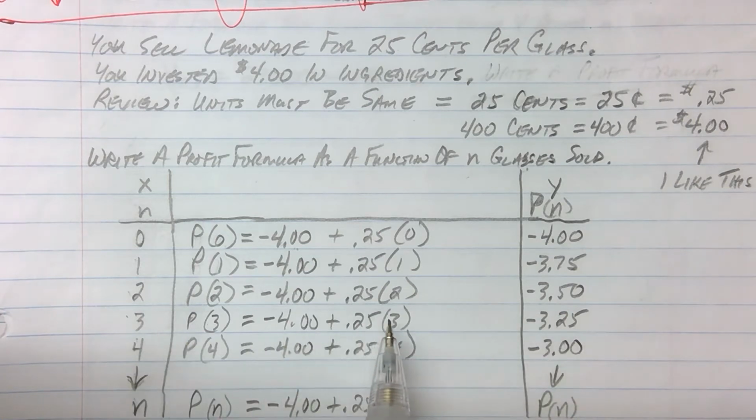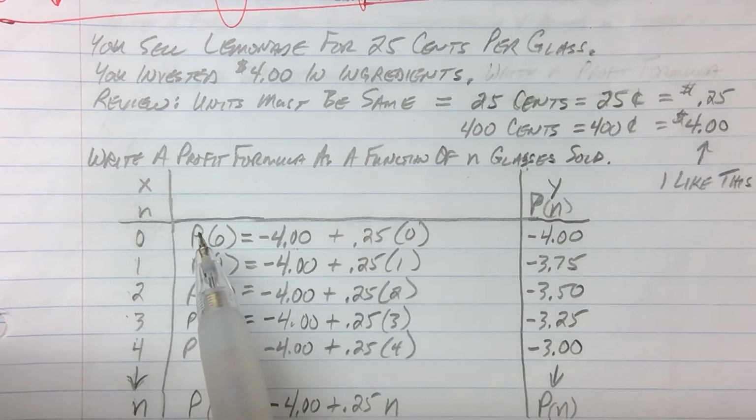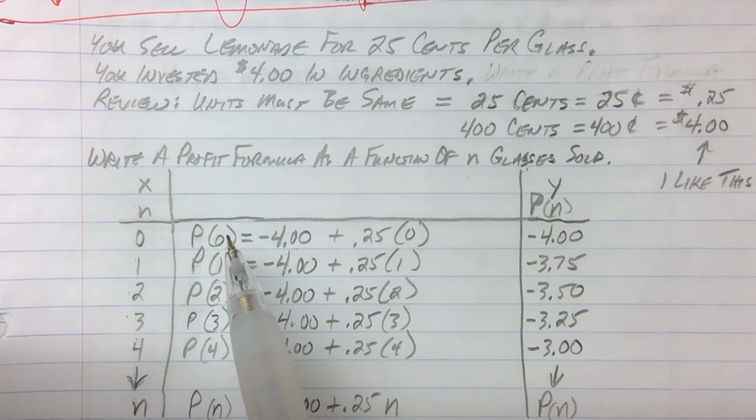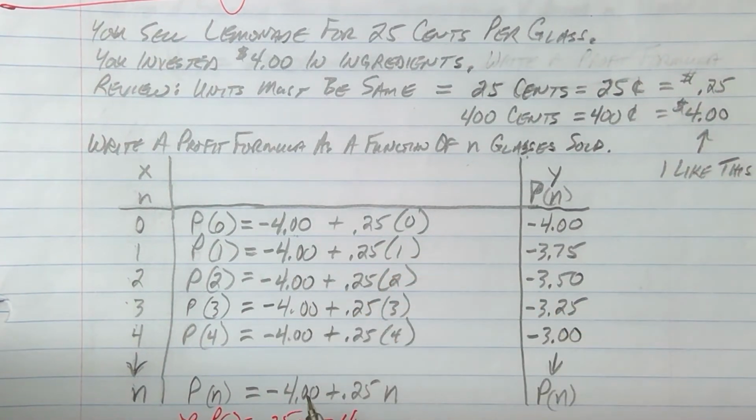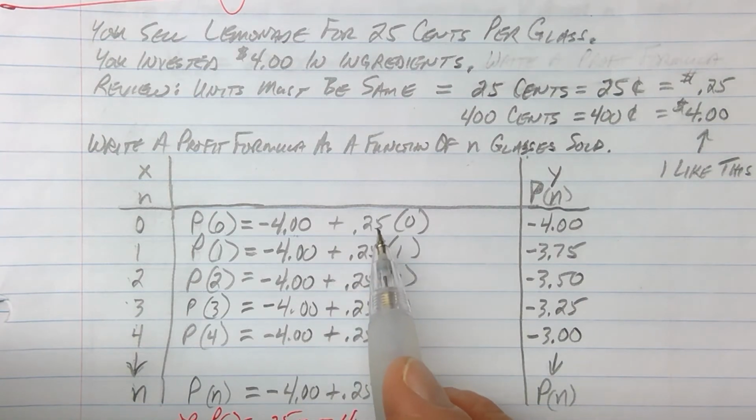And so on, selling 3, selling 4 glasses of lemonade. Look at what stays the same and look at what changes. So this is a profit function. We're going to name it P. Notice that this number in parentheses, that changes. That's my variable. That's my X. All right. Notice that negative $4 stays the same. That's a constant. Plus, plus, plus. We're increasing by a quarter each time. 25 cents stays the same all the way through.